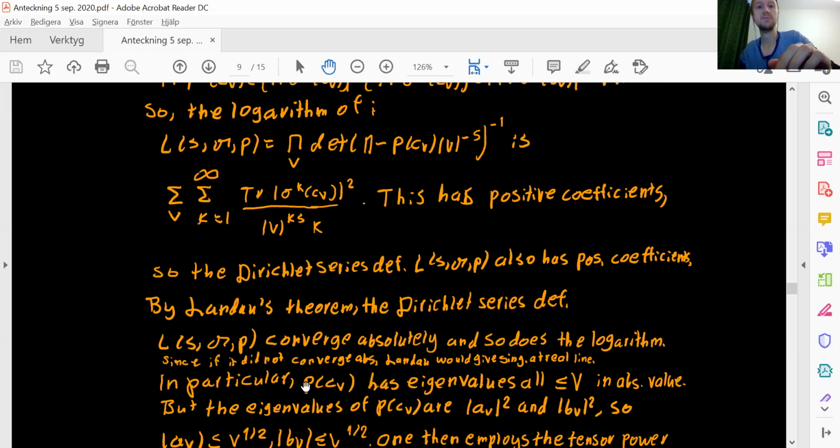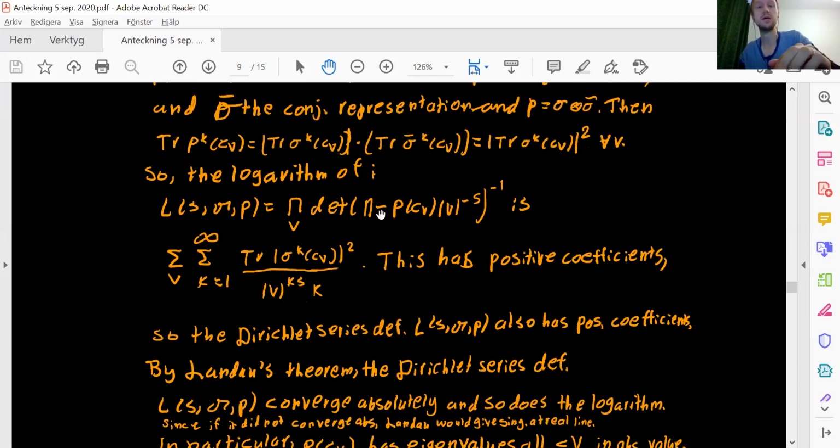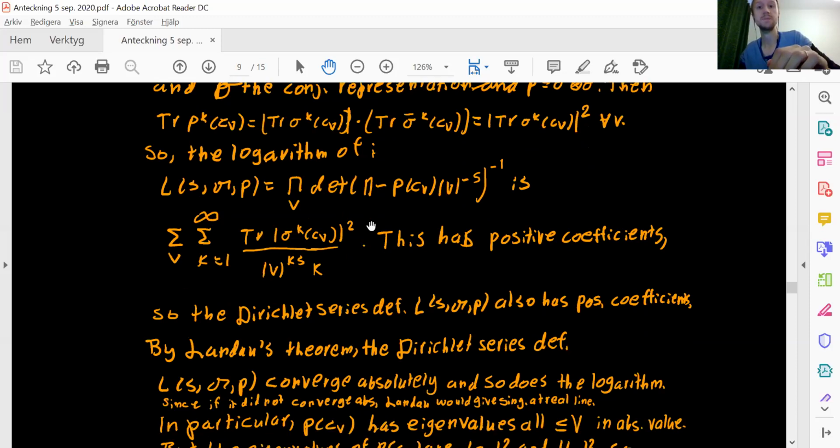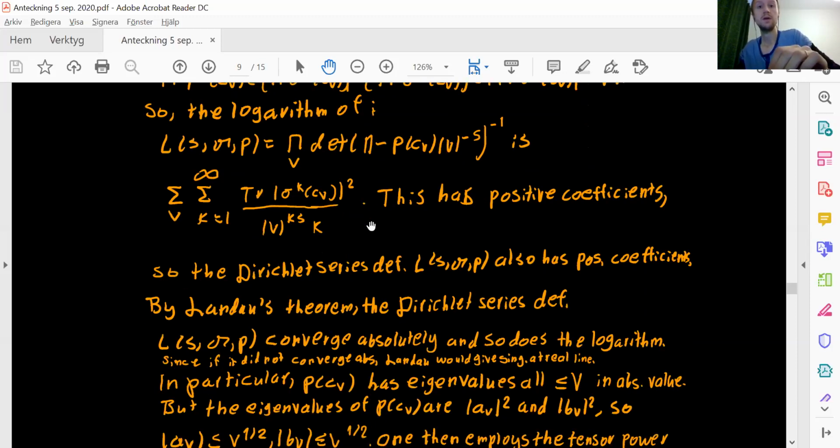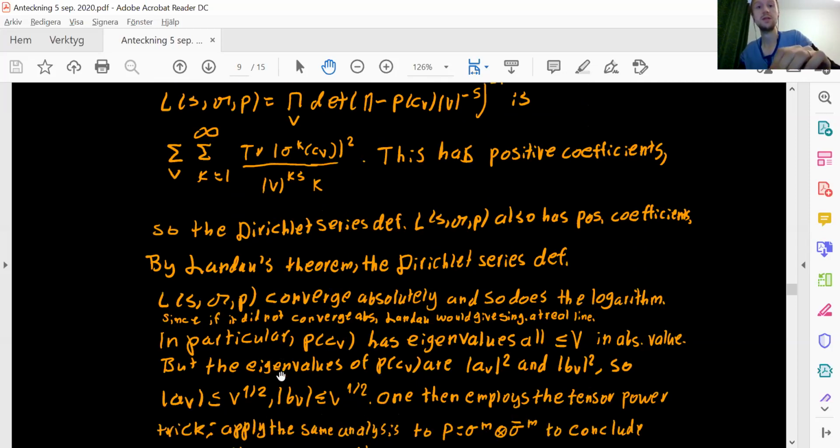So this implies in particular that this PCV here has eigenvalues all less than or equal to V in absolute value, because otherwise this would not have absolute convergence. But you know also that the eigenvalues of PCV here are precisely AV squared and BV squared. So when you then take roots, you get that AV is less than or equal to V to the 1 over 2, and BV is less than or equal to the square root of V.